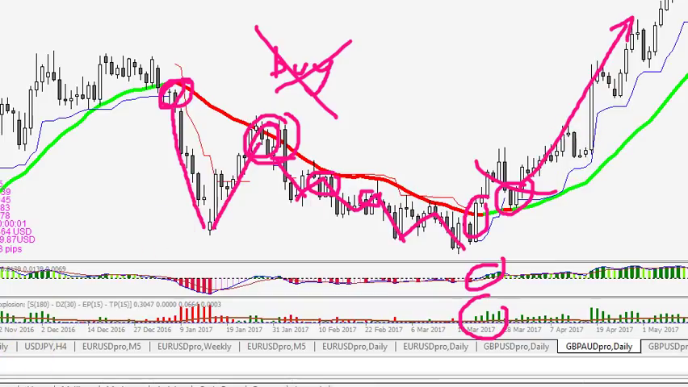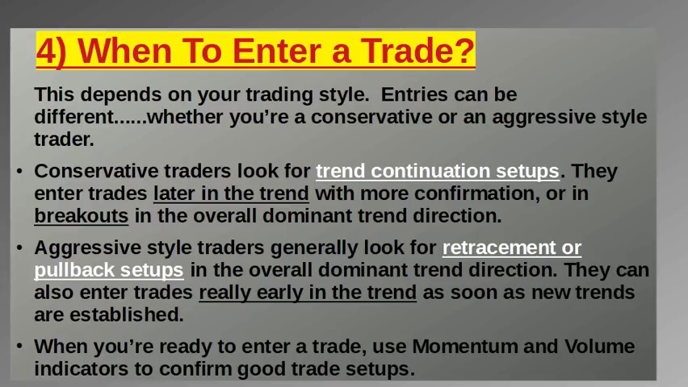Okay, now let me just take that off. Guys, this is the last important question. It's another W you can see here. So the question that you have to ask yourself is when to enter a trade. Now this depends on your trading style. I already mentioned this. Entries can be different whether you're a conservative or an aggressive style trader, and you should all write this down in a notebook and have this beside your charts whenever you're trading.